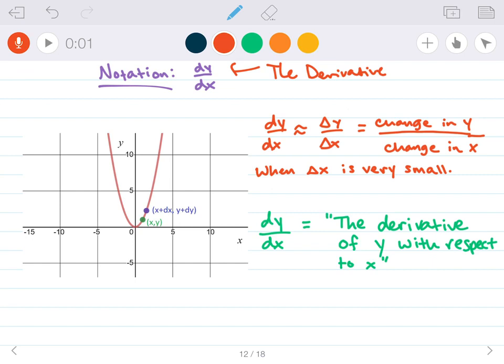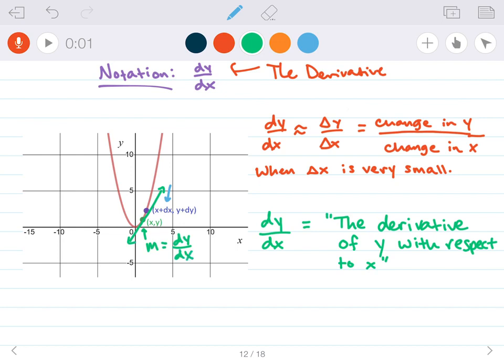So, for example, if we have this curve right here and we have a point, x comma y, and then we add on a very small value of x, which is dx, we can talk about the limiting process this way. So when dx approaches 0, this thing should approach the derivative, right? The slope of this line right here. Okay, so this is going to be dy dx.